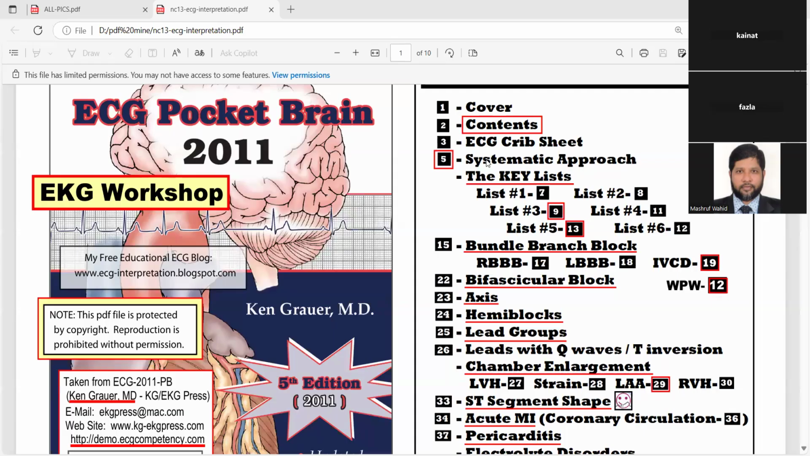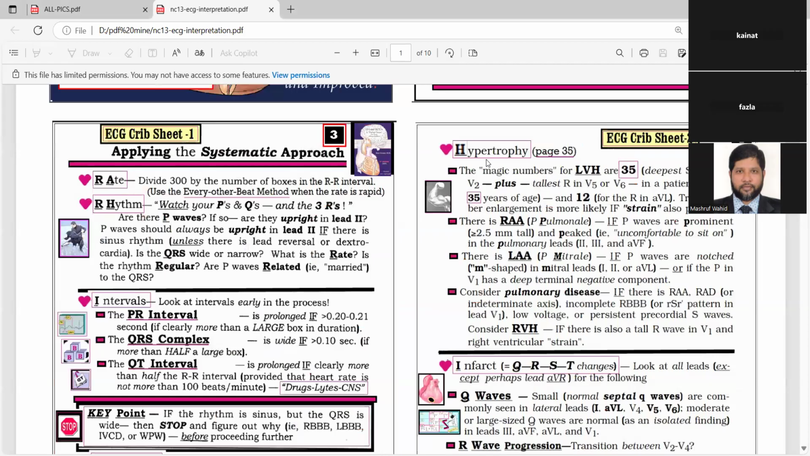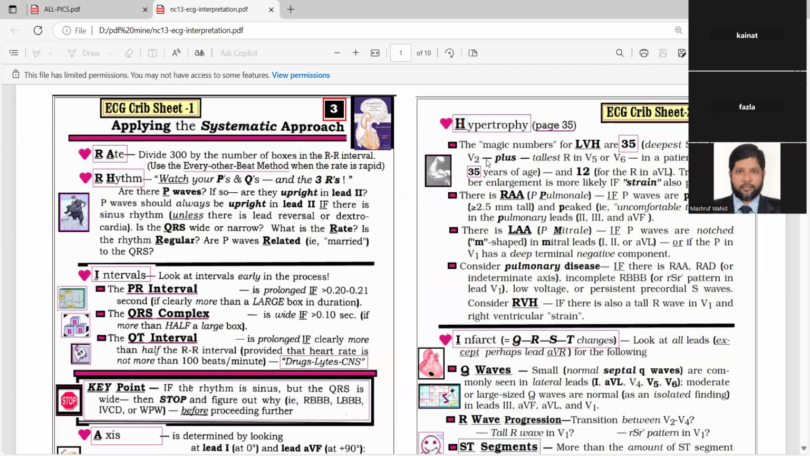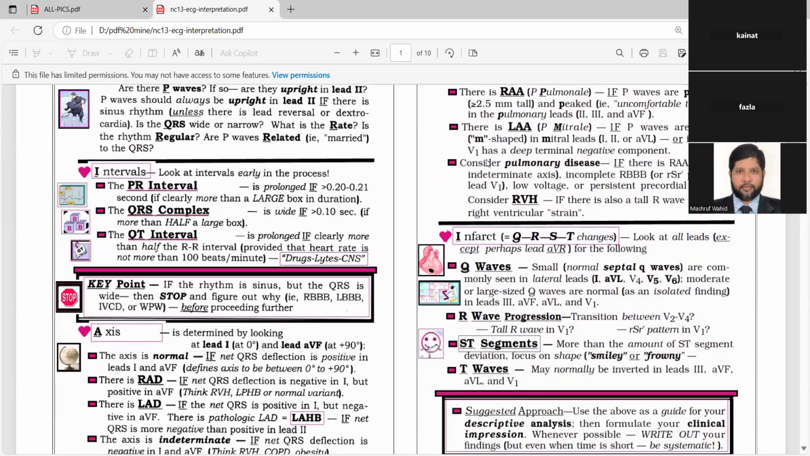So, ECG Pocket Brain, this is a book. I will share it with you later so you can read it through. It will possibly help you enough to build up the concept about ECG. What you need to see in the ECG is rate, rhythm, intervals, then axis if possible.